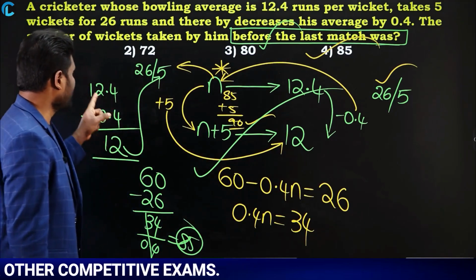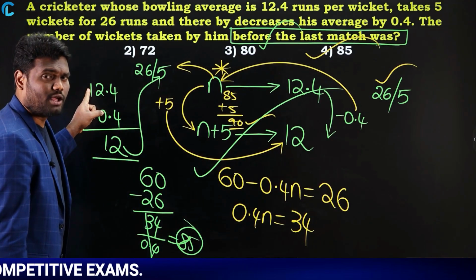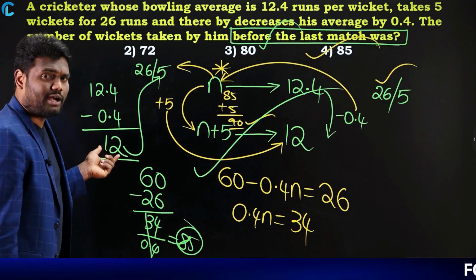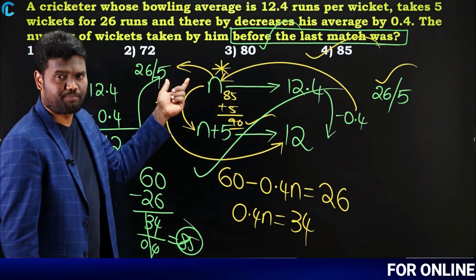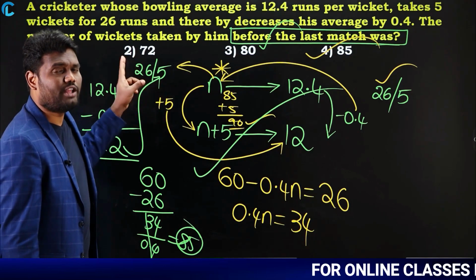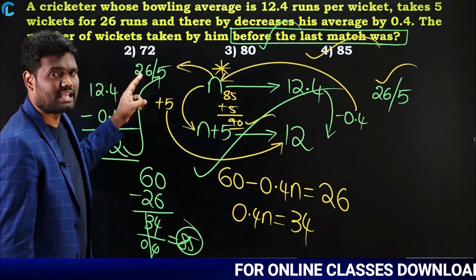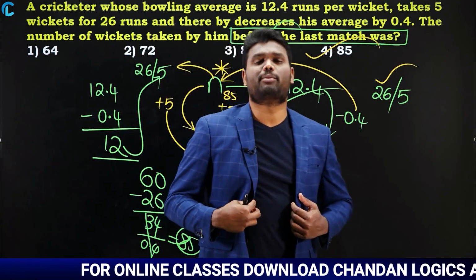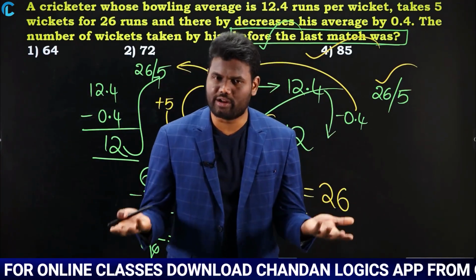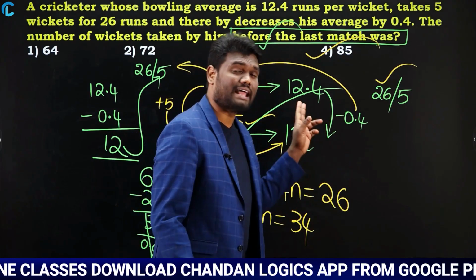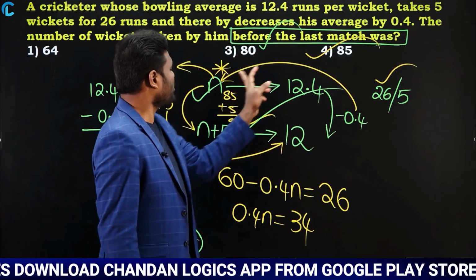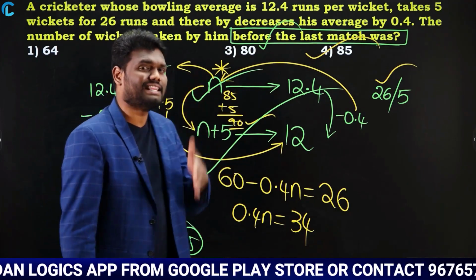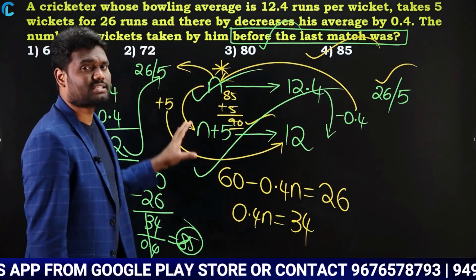Simply what you need to do is, from the initial bowling average, subtract the reduced average you have, and the resultant value should be multiplied with the number of wickets. Now from that number you need to reduce the number of runs you have, 26 runs. After reducing that, again you need to divide it by the change in bowling average. If you do that, you are going to get your answer. Okay. Now whatever answer you get is nothing but the number of wickets before the last match. If you need till the last match, then you need to add the extra wickets.